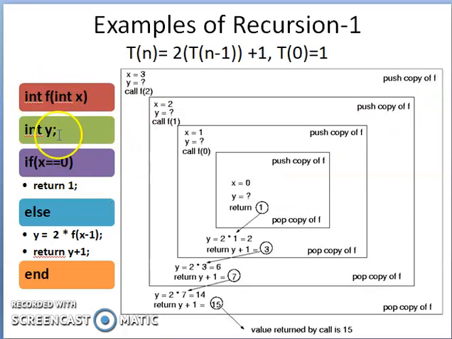Now here I have a simple function, a function f. What it is going to do is, if the value of the argument x is equal to 0, I will simply return 1. So this is the base case. But if it is not 0, then I am going to calculate 2 into f of x minus 1. That means I am going to call the function f again with the argument x minus 1.